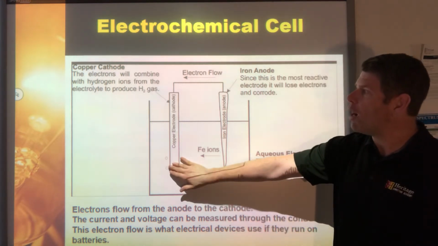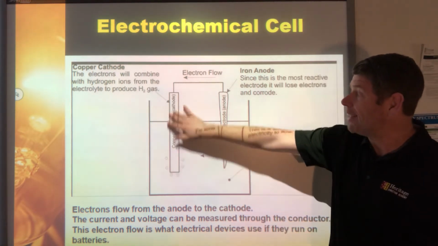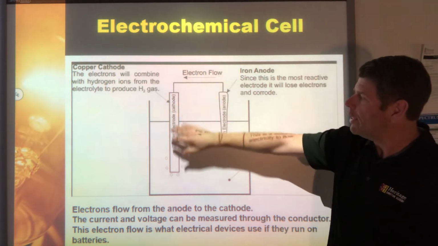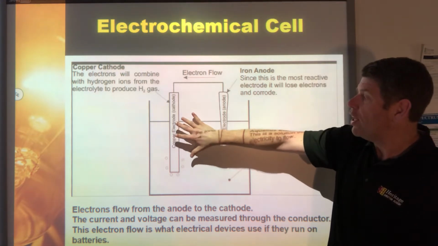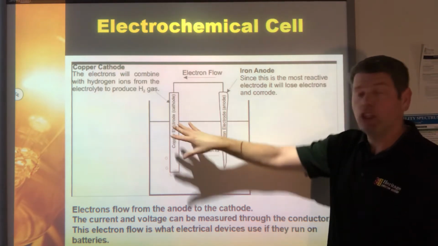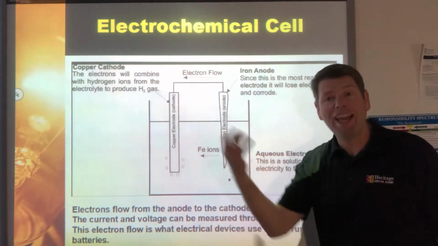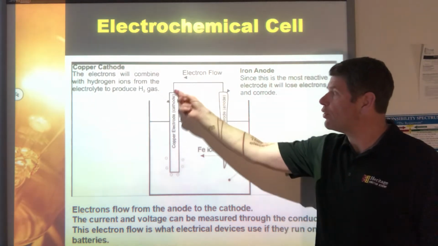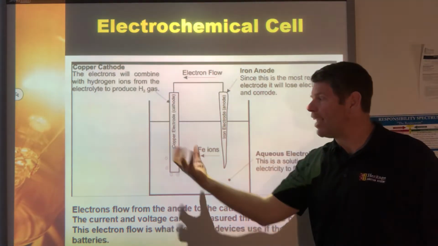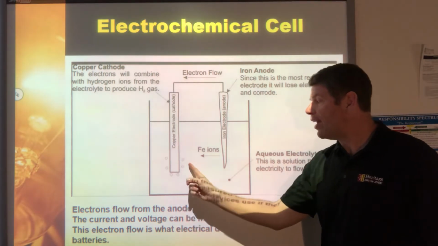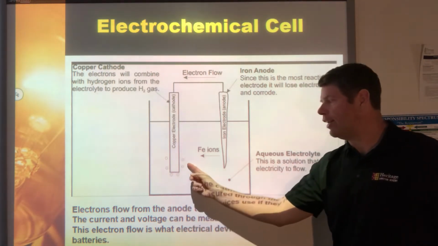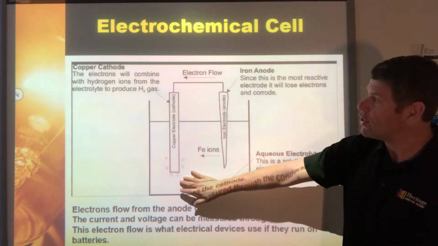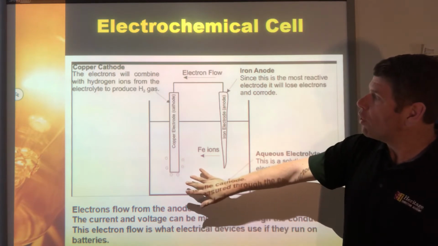Over here at the copper electrode, which by the way we call the cathode, electrons are always flowing to the cathode. A good memory trick is that the cathode catches the electrons from the wire, right? So the electrons are traveling through the wire and the copper cathode catches the electrons. Then there will be something in the solution that wants to grab those electrons. And in this case, it's going to be the water.